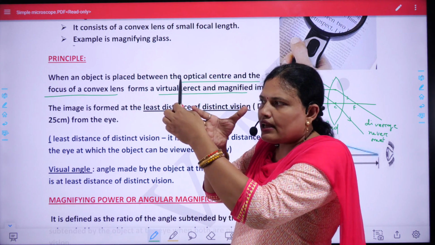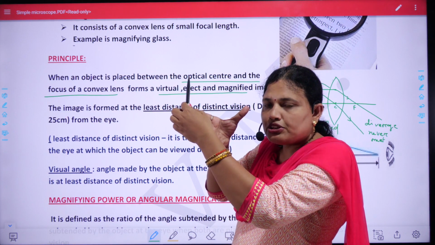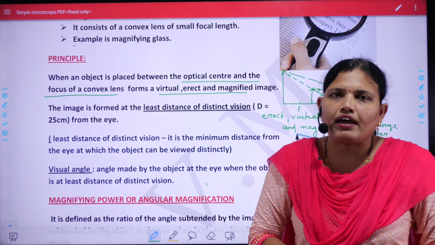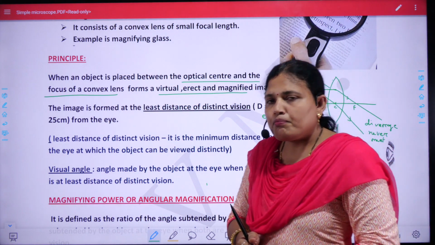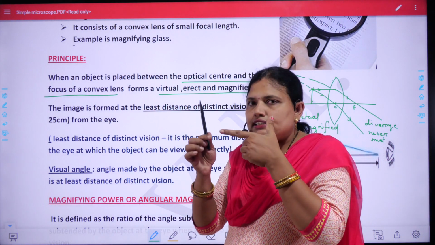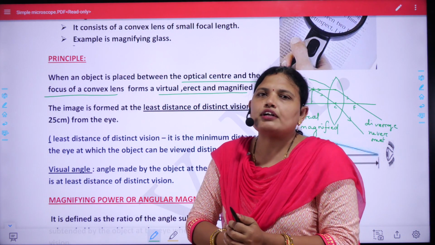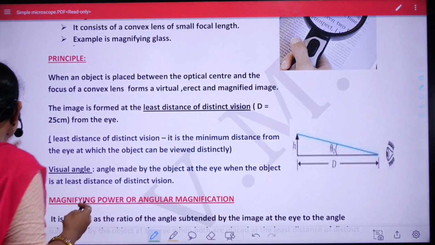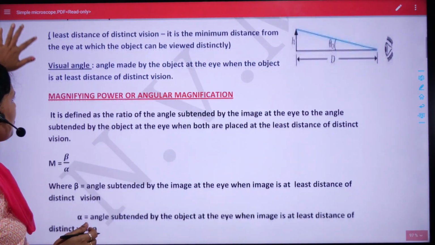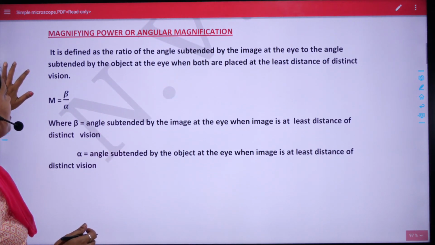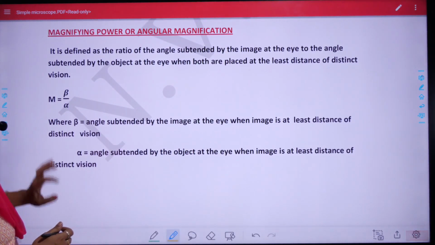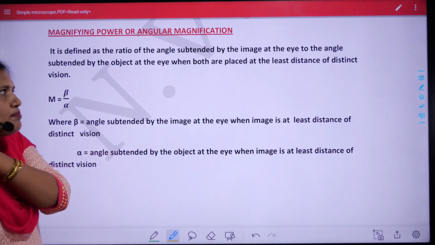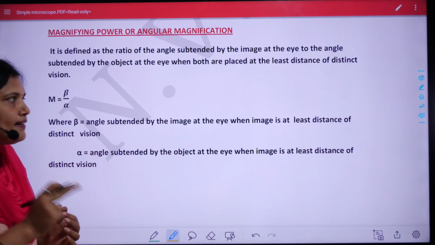Okay, so by keeping the image at the least distance of distinct vision, now let us find out what the magnifying power is. For the normal human eye, the least distance of distinct vision is 25 cm. So now come to the magnifying power or angular magnification. So what is magnifying power? It is the ratio of the angle subtended by the image at the eye.